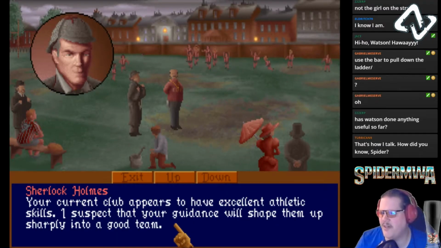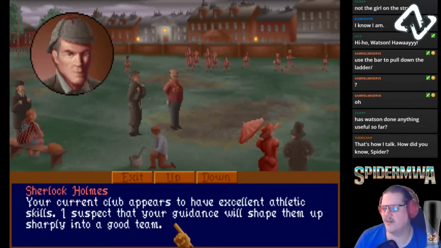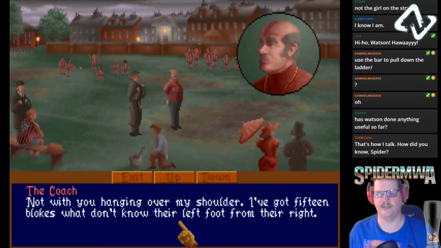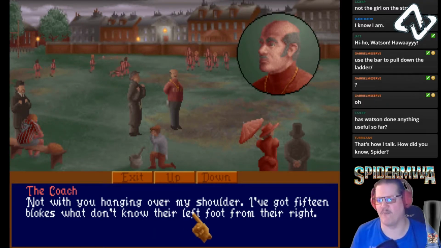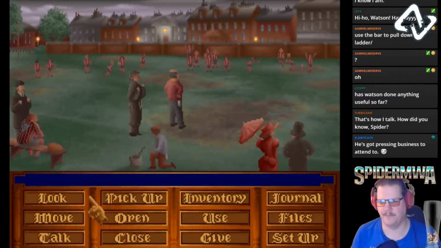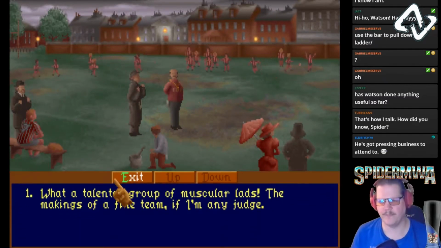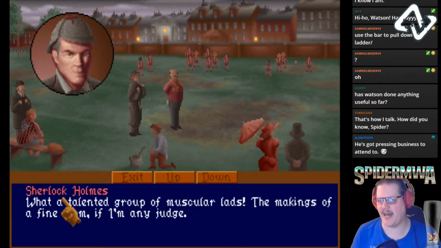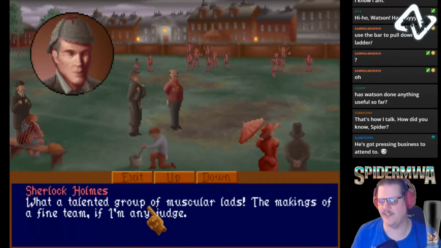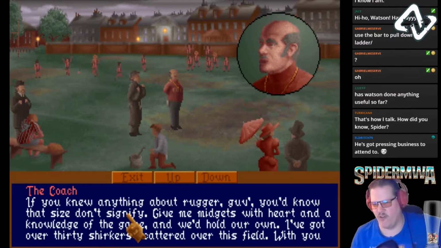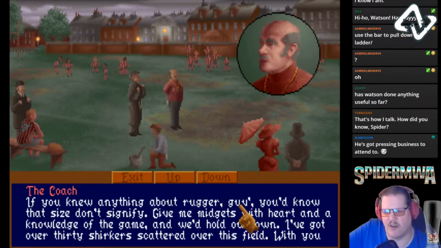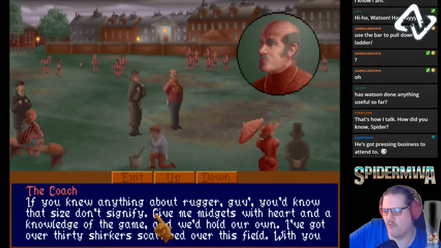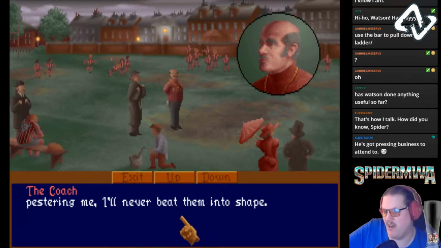Your club appears to have excellent athletic skills. I suspect that your guidance will shape them up sharply into a good team. Not with you hanging on my shoulder. I've got 50 blokes that don't know their left foot from their right. A talented group of muscular lads. The makings of a fine team, if I'm any judge. If you knew anything about rugby, you'd know that size don't signify. Give me midgets with a heart and a knowledge of the game, and we do our own. I've got over 30 shirkers scattered over this field. With you pestering me, I'd never beat them either way.